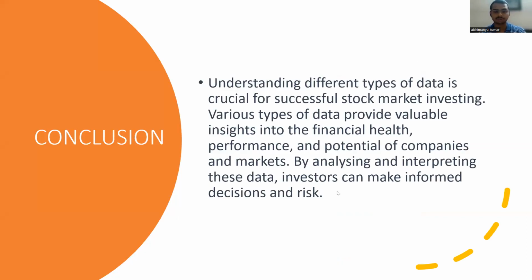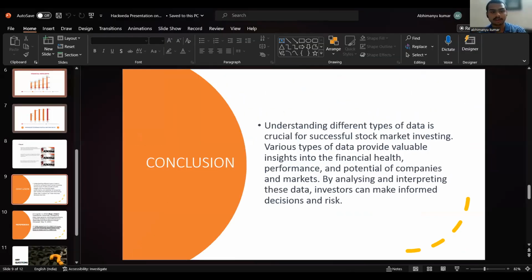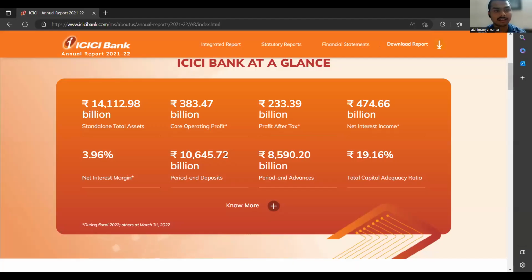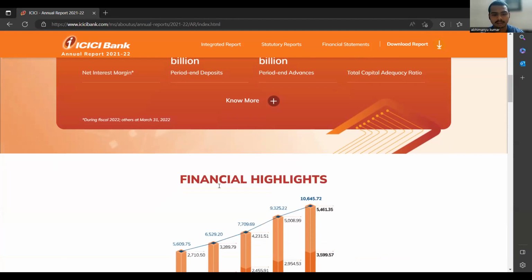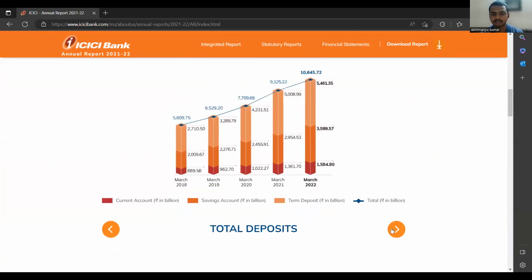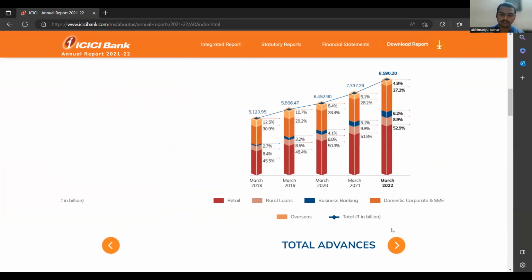Further, I can show you the demo. We can get financial analysis on the company's website, or every quarter they put out their results. So this is about ICICI Bank assets and margin and all. Further, they posted their results on a yearly basis.